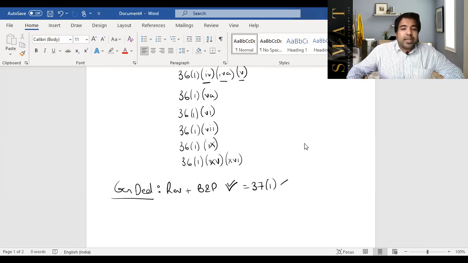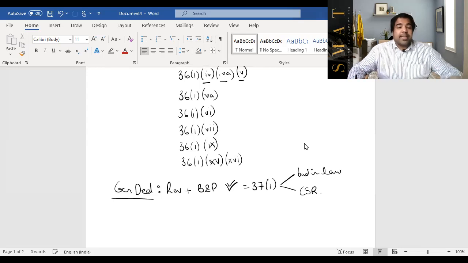But please remember two things that don't go here. Anything which is bad in law, for example, any secret commission you paid, will not be allowed as a deduction. Any medical referral bonuses, referrals you've given, will not be allowed as a deduction, guys, because medical references are banned. And next, any CSR expenditure is not allowed, because CSR is not as per the Income Tax Act, it's as per the Companies Act. So CSR expenditure is not allowed.